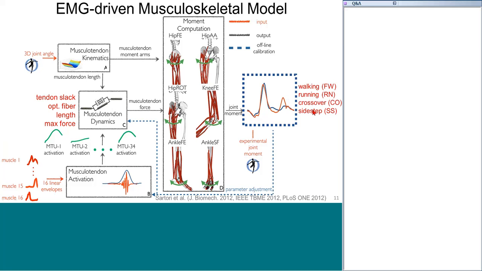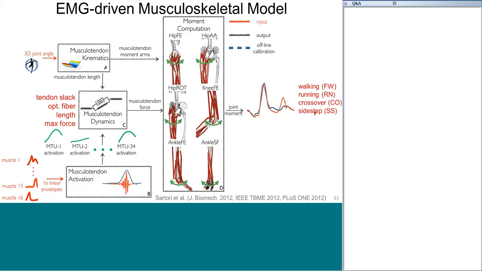So at the end of this step, we have an optimal set of parameters that allow the model to run in open loop. So now the model is able to produce dynamically consistent estimates of muscle force and joint moments univocally as a function of joint angles and muscle excitation.